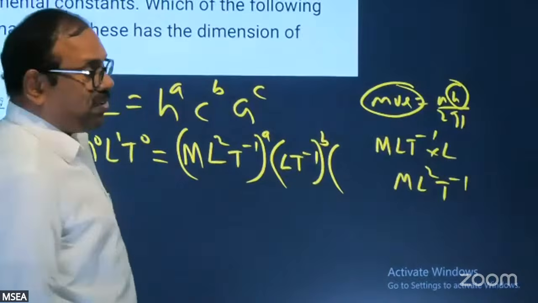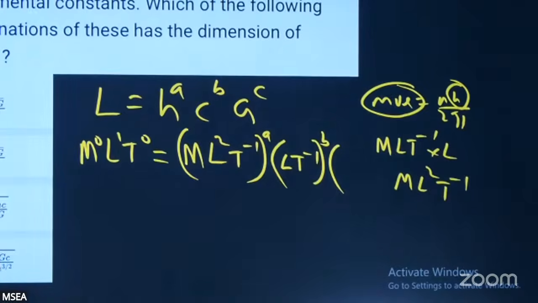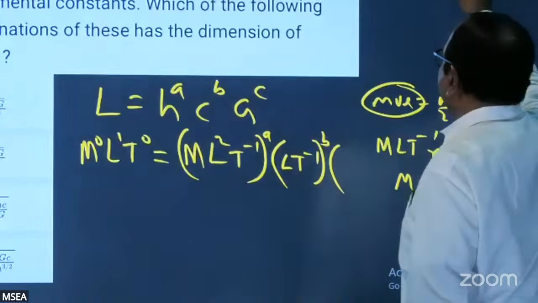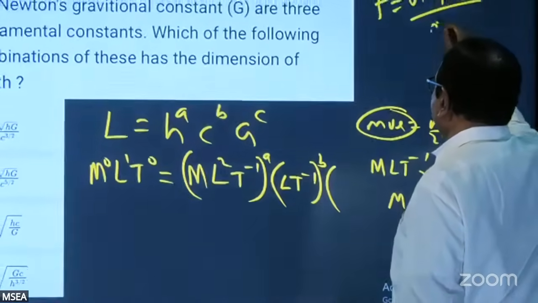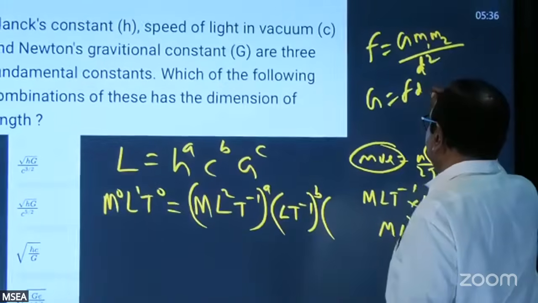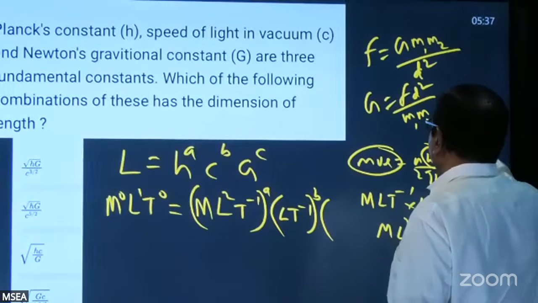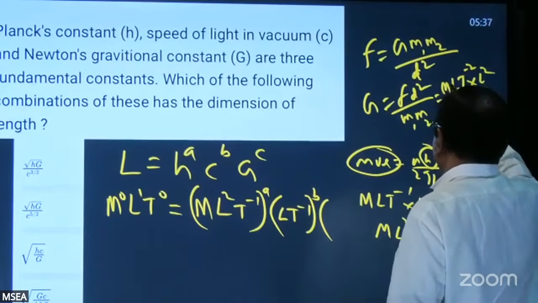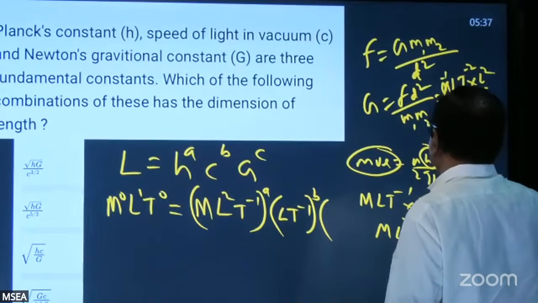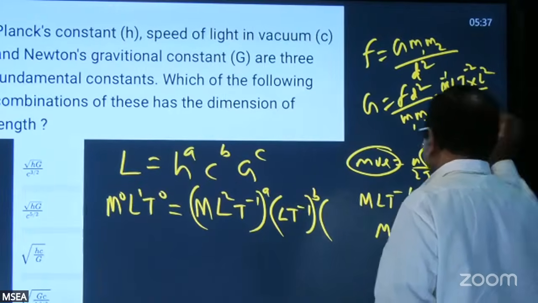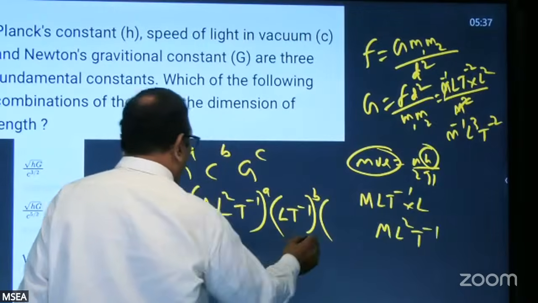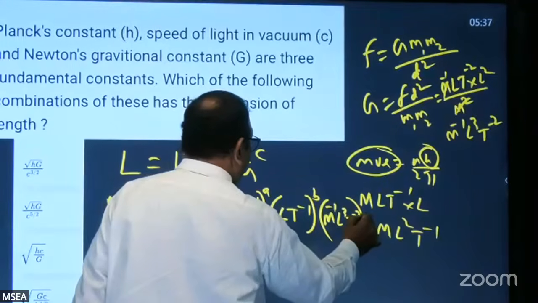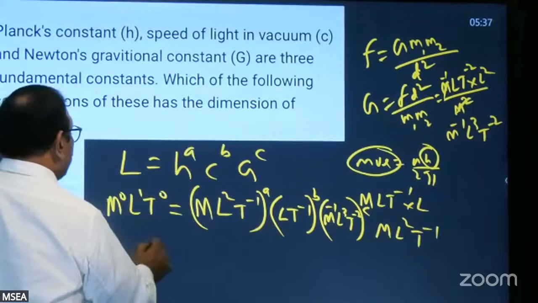Then what is the dimension formula for G, the universal gravitational constant? M minus 1 L cube T minus 2. Of course, if you don't know, you can derive it using G is equal to F r square by m1 m2, so M L T minus 2 into L square by M square. One M cancels, giving M minus 1 L cube T minus 2. So M minus 1 L cube T minus 2 to the power of c we can write.